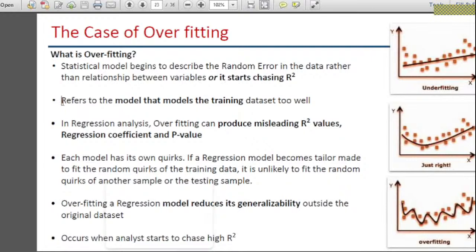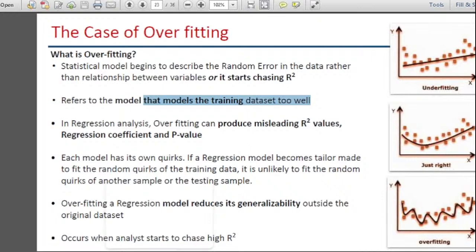So, overfitting refers to a model that models the training data too well. I am just trying to fit into the training data too well, right? I am losing on the generalizability or the general use of the regression.